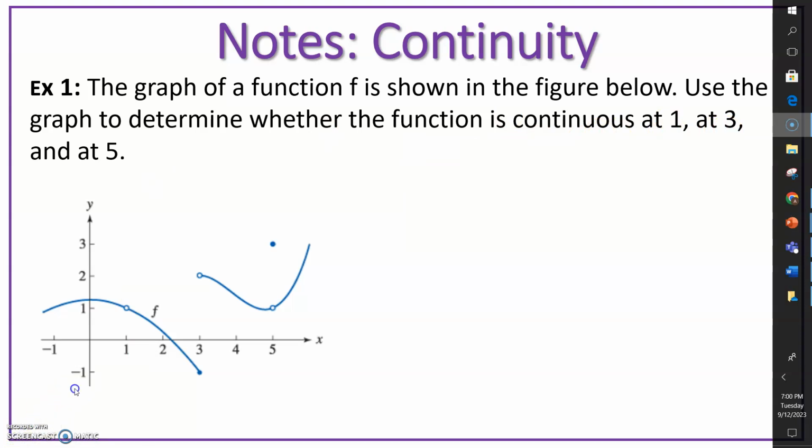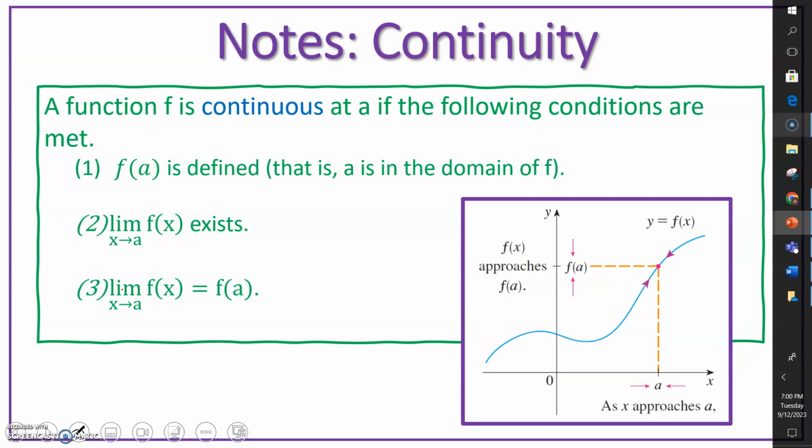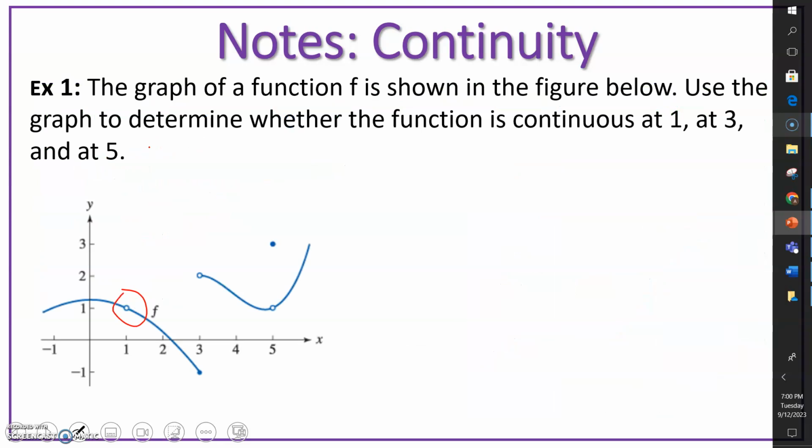So let's take a look at, sorry, at +1. At 1, the function is discontinuous because our first condition is not met. f of a is not defined. So we would state that f is not continuous at x equals 1 because the function is not defined at 1. That is, f of 1 is undefined.